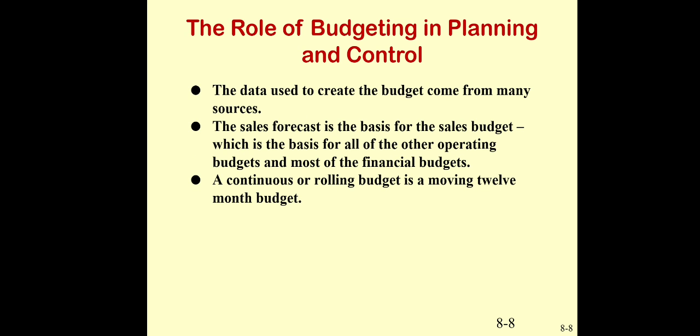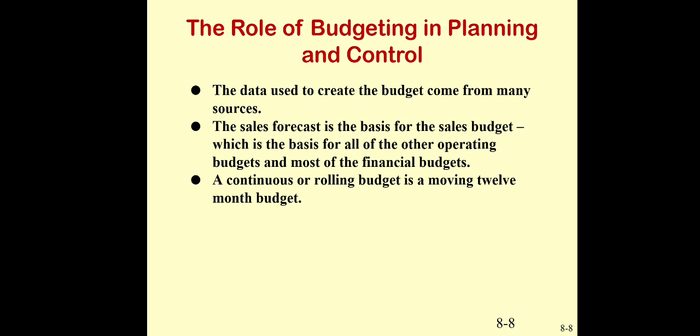Okay, and then this is about the role of budgeting in planning and control. Just remember these 3 points. The first one is data used to create the budget come from many sources. When the budget committee prepares the budget, they use data from many sources. The sales forecast is the basis for the sales budget, which is the basis for all of the other operating budgets and most of the financial budget.